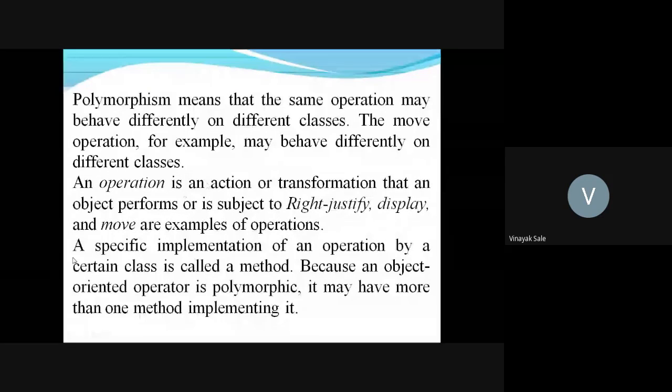The operation is an action or transformation that an object performs or is subject to. Write, justify, display, or move are examples of operations. The specific implementation of an operation by a certain class is called a method. The specific implementation of an operation by a certain class is called a method because the object-oriented operator is polymorphic and it may have more than one method implementing it.